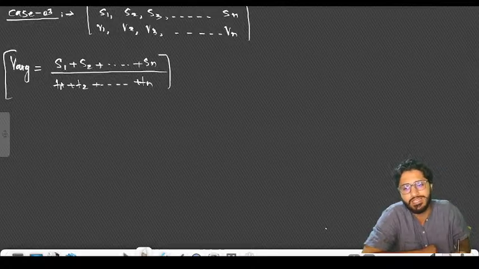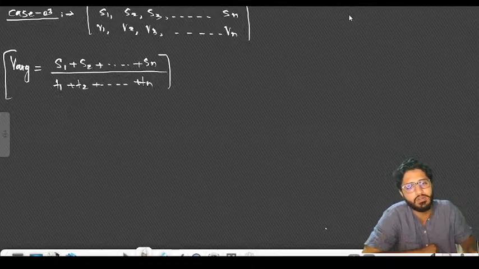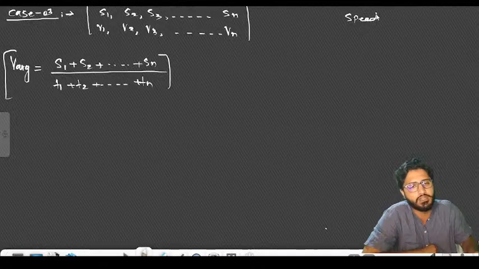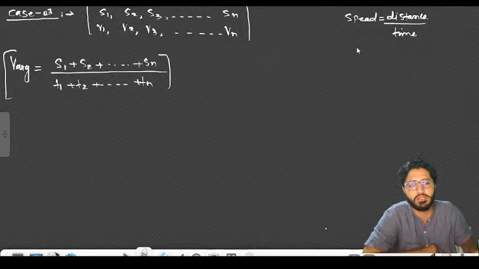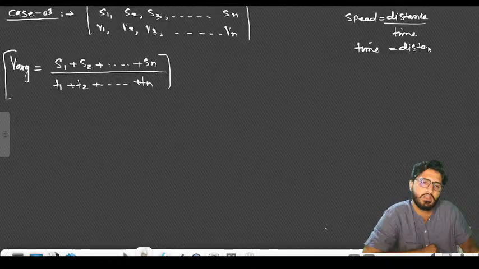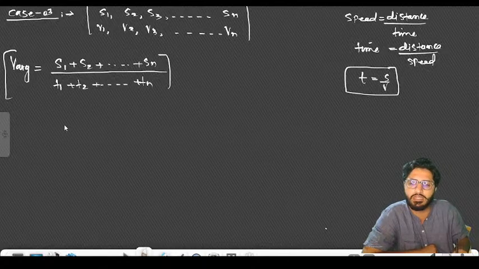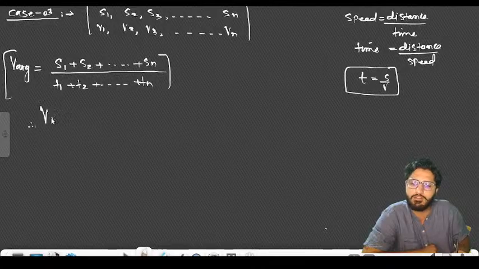Now here distance and time should be there, no? But I am having distance and speed. So what can I write now? Sir, we know that speed is equal to distance by time. This thing I know, no? So time is not given, speed is there, no? So can I write now time is equal to distance by speed? Yes, sir. So time is t, distance is s, speed is v. So I can write t equals s by v. So therefore I can write V average.